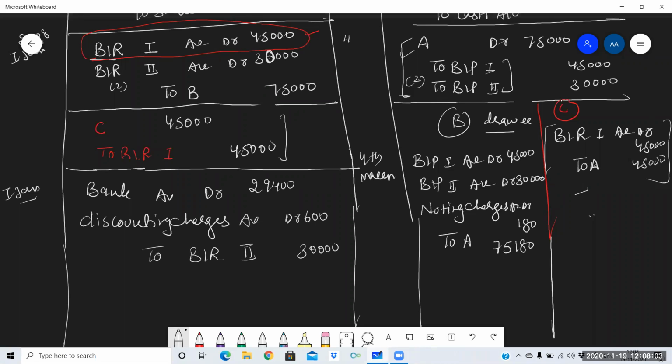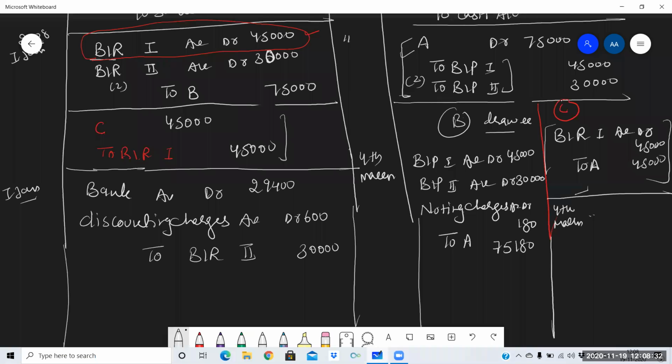Entries in B's books are done. If you want, you can pass two entries, a separate entry for BP1 and a separate entry for BP2. It's up to you. If the dates of maturity of the bills are separate, then you need to pass the entries separately; in that case, you cannot pass the combined entry. Okay. So what will be the entry in the books of C at the time of dishonor of the bill, 4th March? Please tell me.